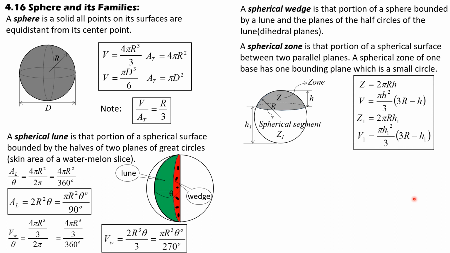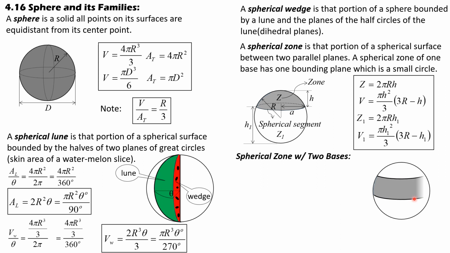Then if we have a spherical zone with two bases, the zone area is still 2 pi rh. H this time is the distance between parallel bases, which are small circles. So here it is. So that's a spherical zone with two bases. The radius is still r. The distance between parallel bases is small h.